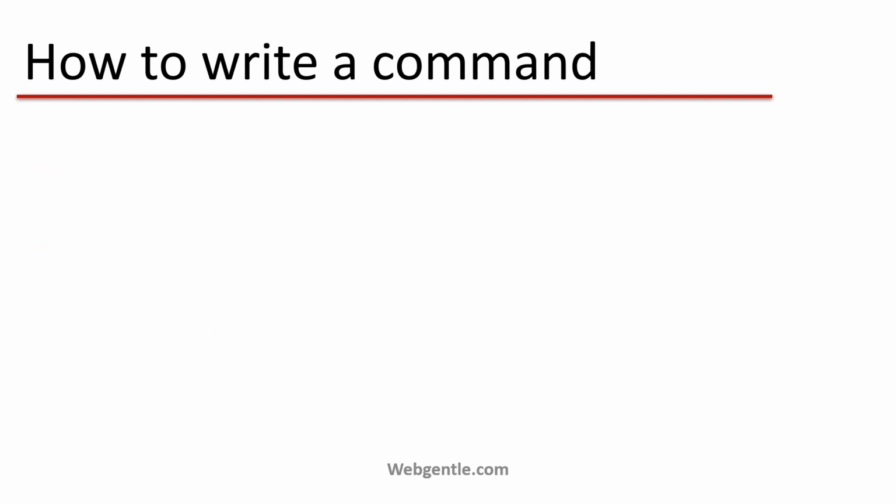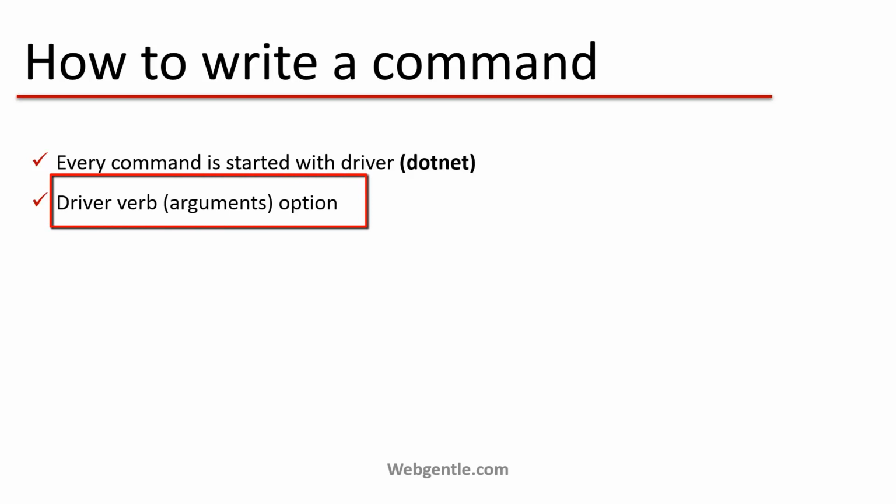And now the most important part comes here. How to write a command. Every command is started with driver which is .NET. So this is the very basic structure of the command. First you have to write the driver which is .NET in .NET CLI. Then the verb, your command, your action, then optionally you can also pass some arguments, and at the last you can pass your option. So for example, if I write .NET new my template and then I am passing some name as an option, so here I am passing everything. Arguments may be required or not based on the command.